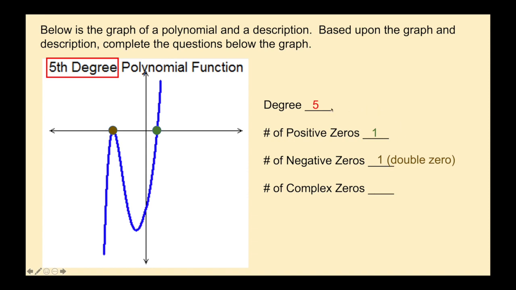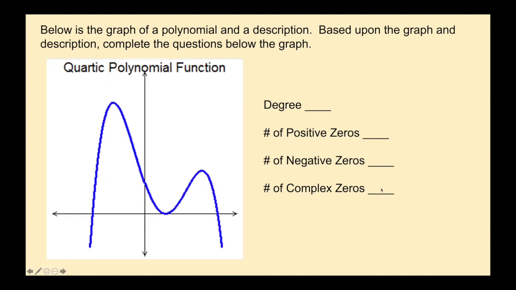But in order to have a 5th degree, we would need to have 2 more solutions. And we don't have any other places where they cross the x-axis, so there's no more real solutions, and that means that the 2 remaining solutions are complex. And one thing we want to remember about the complex zeros is that they have to come in pairs. So we definitely couldn't say that there were 3 of these or that there was 1 of these. It has to be an even number of complex zeros. So try the next example.